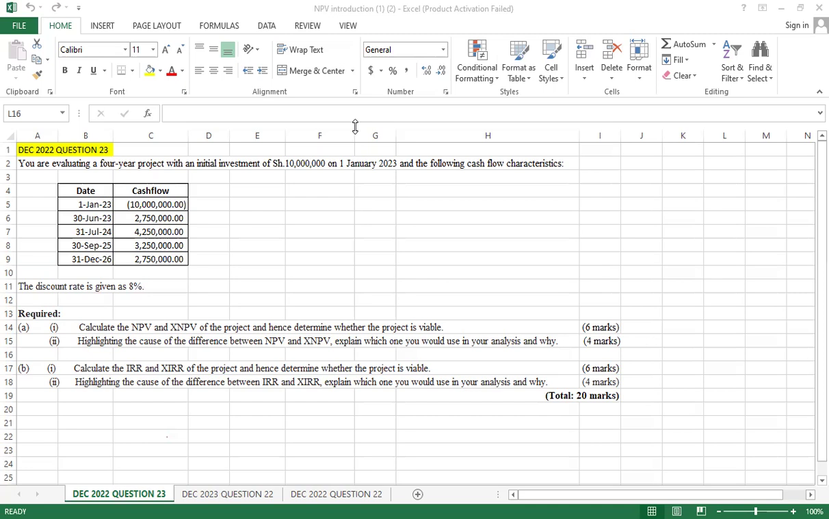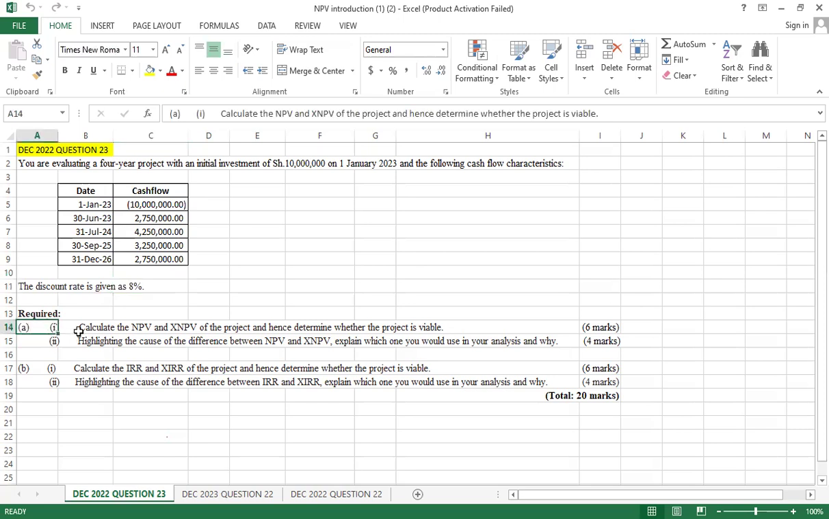Now, it's a very simple one. Reading that you are evaluating a 4-year project with an initial investment of 10 million shillings on 1st of January 2023, and the following cash flow characteristics. We have debt and then we have cash flow. We are then told that the discount rate is given as 8%. And then the question had two requirements.